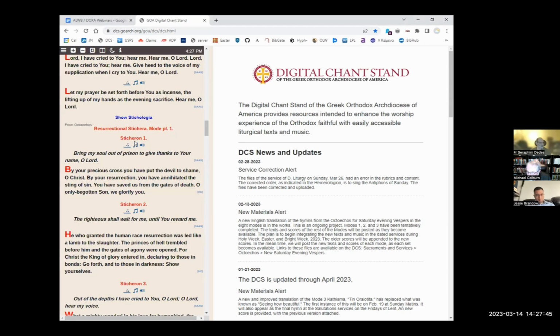Resurrectional stikira, the mode, the number of the stikiron, the media links, the verse, the hymn itself, and the version indicator, which in this case is Holy Cross. So it is here. Let's look at the template. Now I'm going to unshare this and go to.